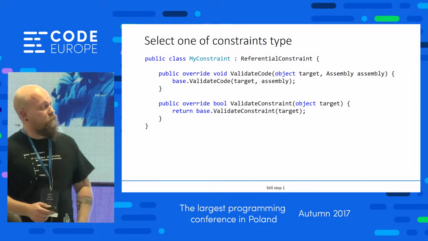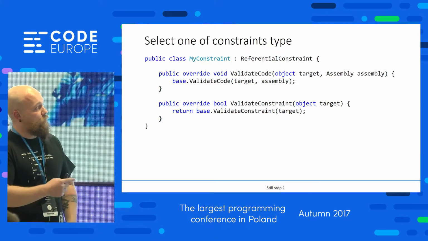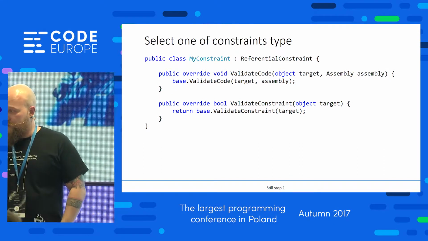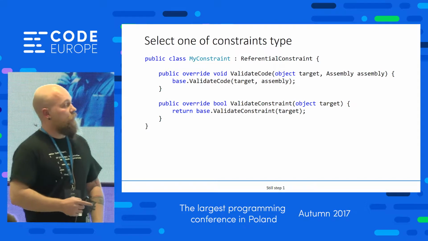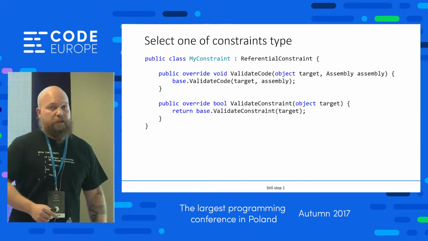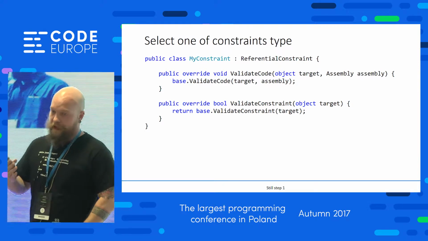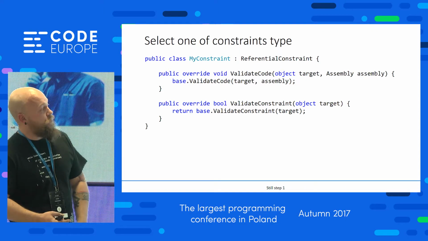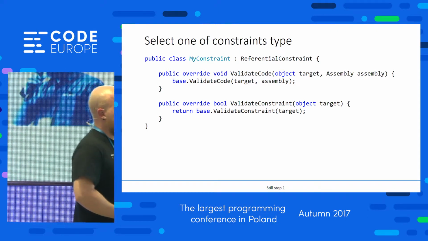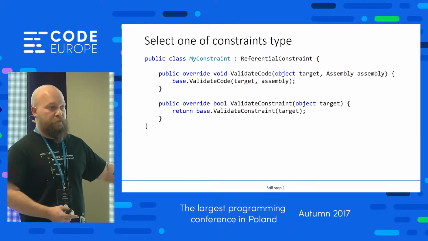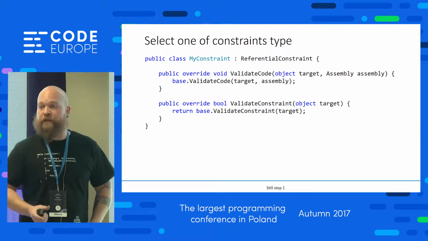The second option is to select one of the constraint types, either referential or scalar. It doesn't matter, they provide you two methods: validate code, how you're going to validate these types, and validate constraint by itself. So you could restrict in the constraint to which types it should be applied. It might be more complex and flexible than just applying to some particular namespace.